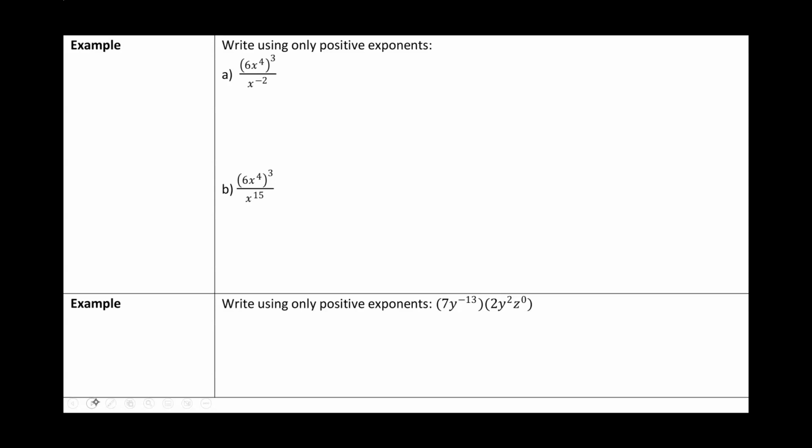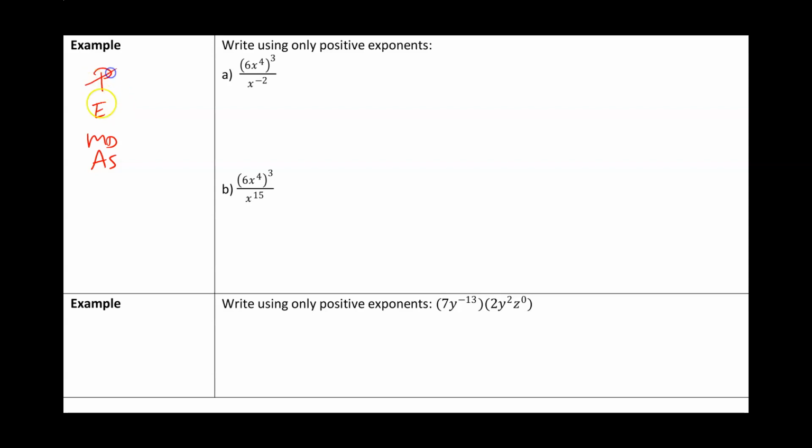Okay, here's another example. We have (6x^4)^3 divided by x^(-2). Now here, we do have to follow PEMDAS. So parentheses comes first, then exponents, then multiply, divide, then add, subtract. So the parentheses, it's fixed. There's nothing to do in there. So we leave it alone.